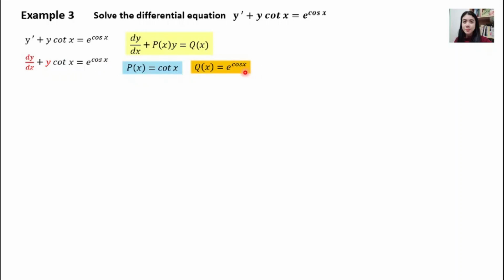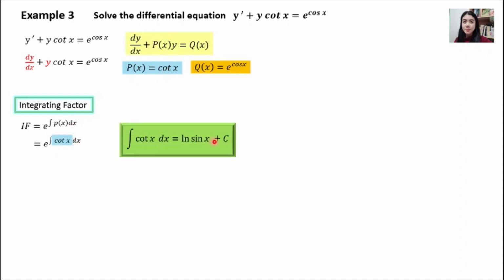The next thing we need to do is find the integrating factor by using the formula. The formula of the integrating factor is e to the power of the integral of P(x) dx. Your P(x) here is cotangent x, so substitute here. Integrate cotangent x, and it will give you ln sine x. So you have e to the power of ln sine x. According to the concept that we have learned just now, this is equal to sine x only, because you can cancel the e and the ln together. So this is your IF.